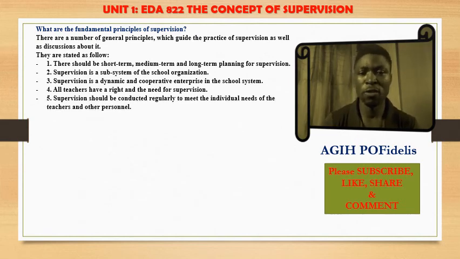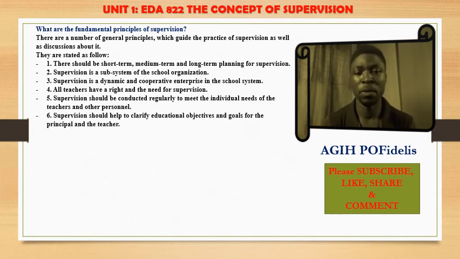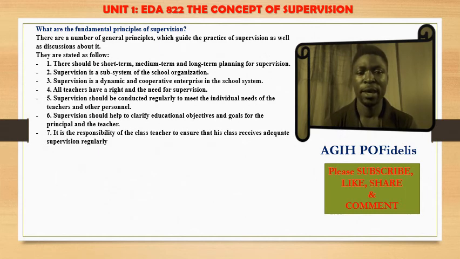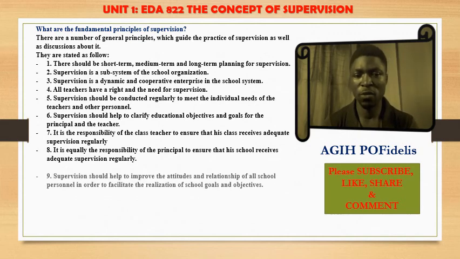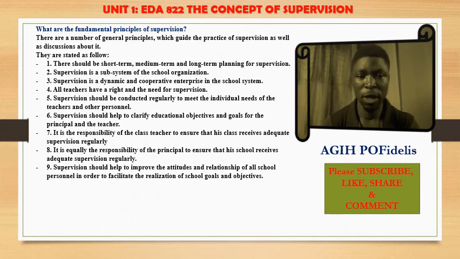Supervision should be conducted regularly to meet the individual needs of the teachers and other personnel. I think this is quite explanatory. And supervision should help to clarify educational objectives and goals for the principal and the teacher. It is the responsibility of the class teacher to ensure that his class receives adequate supervision regularly. Then another one is that it is equally the responsibility of the principal to ensure that his school receives adequate supervision regularly. All these ones are already explained.